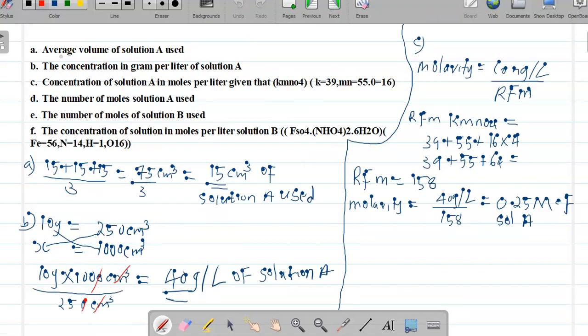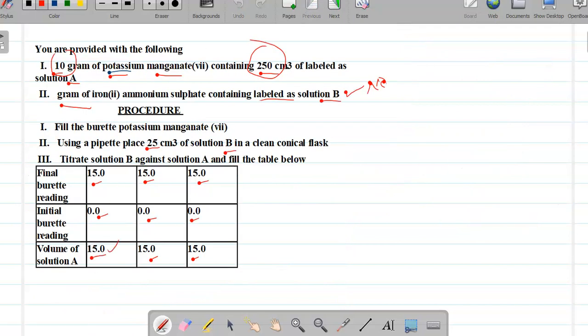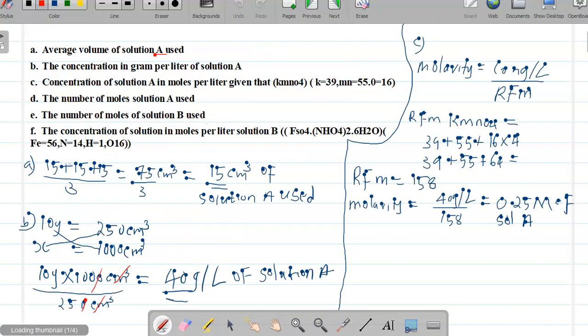Question number 1 asks: calculate the average volume of solution A used. To calculate the average volume, we have here 15, 15, 15. You add all, 15 plus 15 plus 15, which is 45, and divide by 3, and you will get 15 centimeter cubic of solution A used. Out of 250, we have used only 15 centimeter cubic of solution A. So that's how you solve question A.